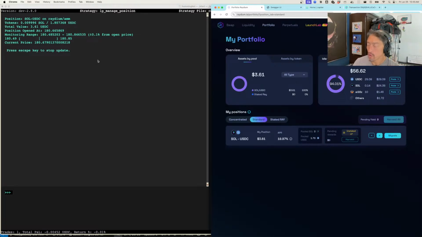What the script does is automatically create a position once the price reaches a certain threshold, and it'll monitor this. If the price exits this range for at least 30 seconds, then it will automatically close that position and provide a report of how much money you made or lost during this whole process. So that's what this LP manage positions script does.